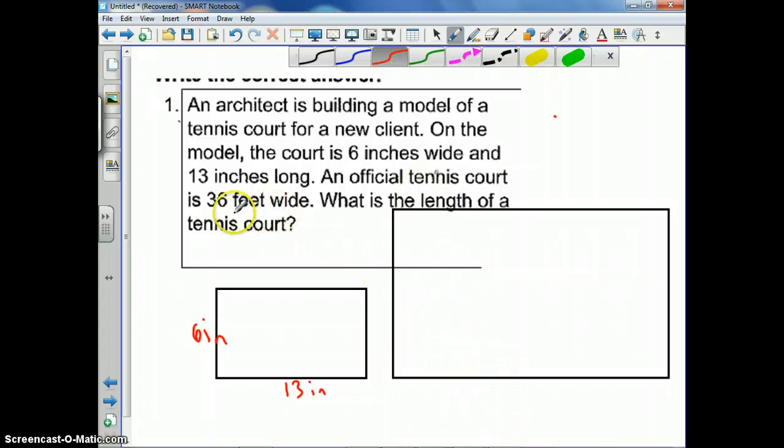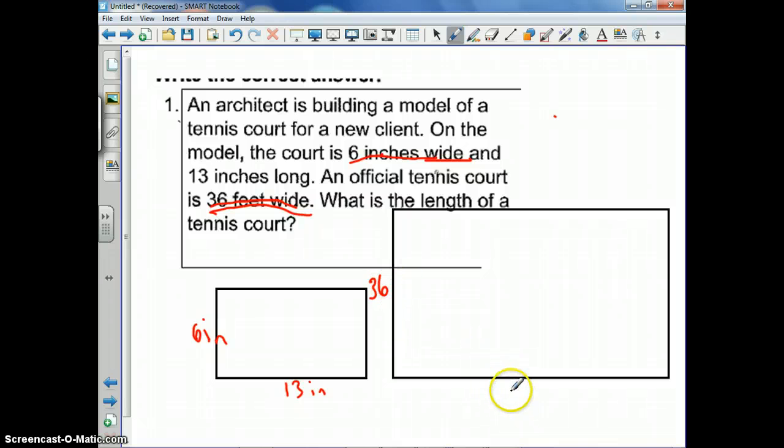Now this is 36 feet wide, so this is the width. Let's see, width, 6 was the width, so the 36 needs to go here. You see how I did that? It says 6 inches wide, so the 6 went here, and since it's 36 feet wide, I put it where I put the 6. Does that make sense? Yes, sir.